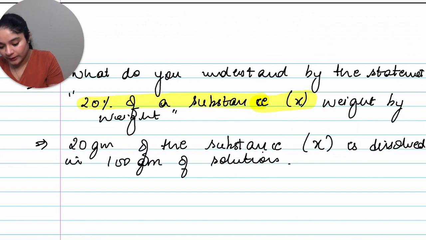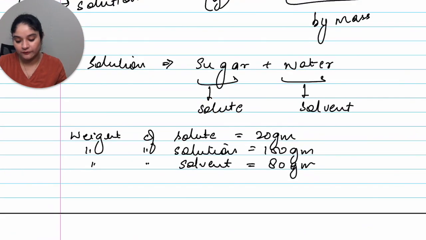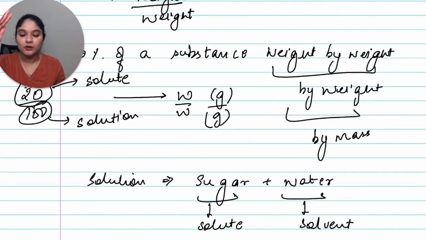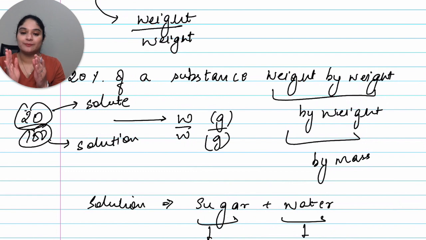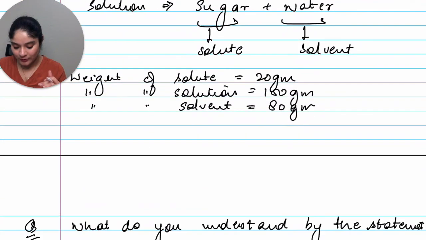Now this is your weight by weight information. Okay, so for weight by weight, this is all the information that we have figured out. Let's quickly take a recap. Weight by weight means both of them are supposed to be in grams. The numerator is giving me the weight of solute, and the denominator is giving me the weight of solution. I can easily figure out the weight of the solvent. Okay students, keep repeating after me whenever we take a recap, so that you have a strong grip on the concepts. Let's move on to the next one.